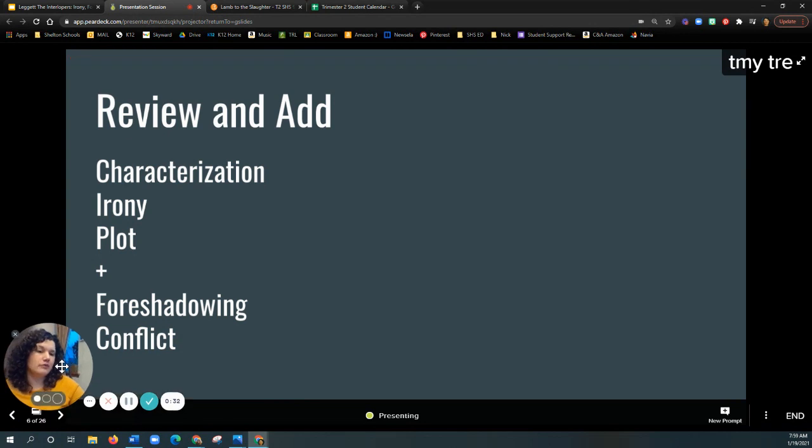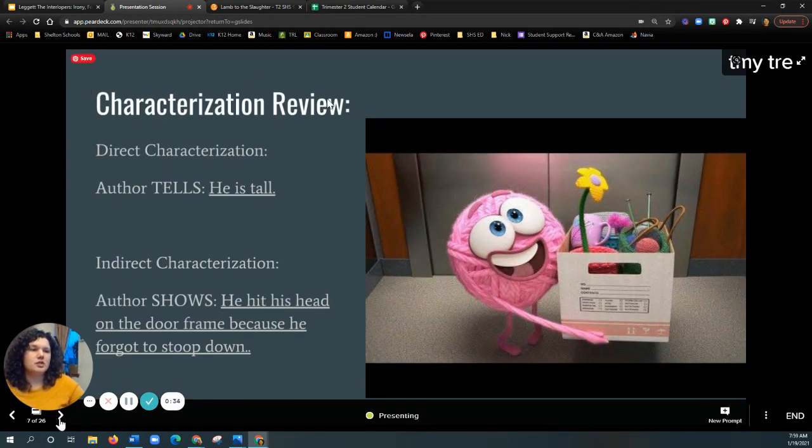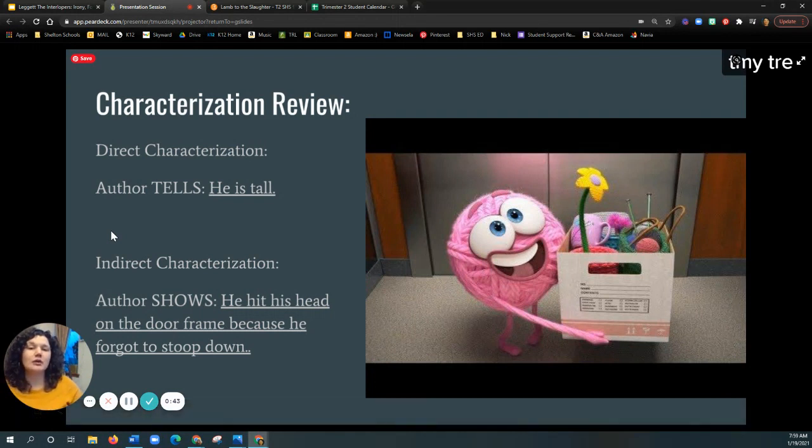So we're taking what we already have and building upon it. Let's do a quick review and then we'll build upon it. Direct characterization is when an author says he is tall. He tells you something. Indirect characterization is when an author shows you what that person is like, what their character is. An example of an author showing would be he hit his head on the door frame because he forgot to stoop down. Well, that would show you that he's tall without saying he's tall.